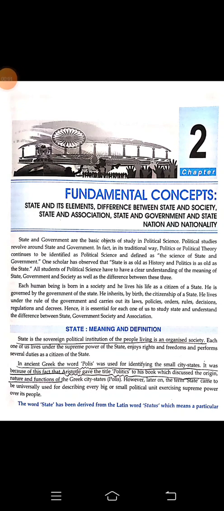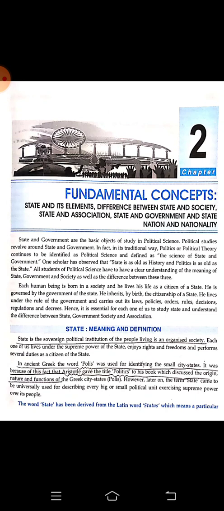Second chapter from your political science book of grade 11, and the name of the chapter is Fundamental Concepts. So today we are going to start with the meaning of state. State is the sovereign political institution of the people living in an organized society. Each one of us lives under the supreme power of the state, enjoys rights and freedoms, and performs several duties as a citizen of the state.